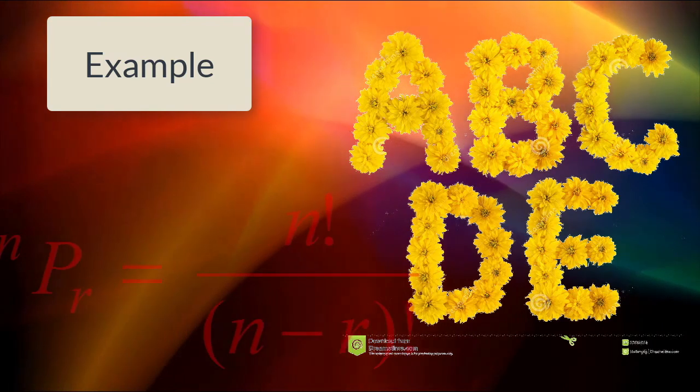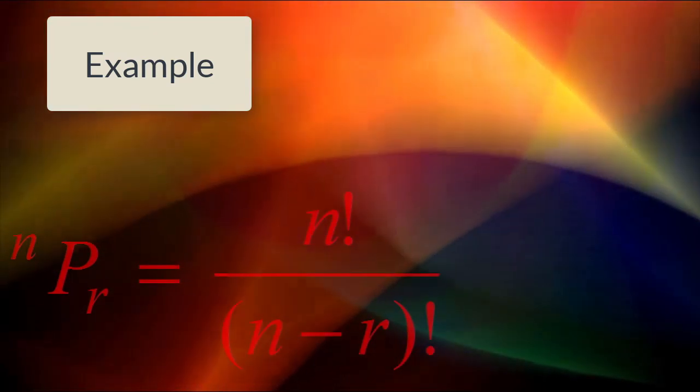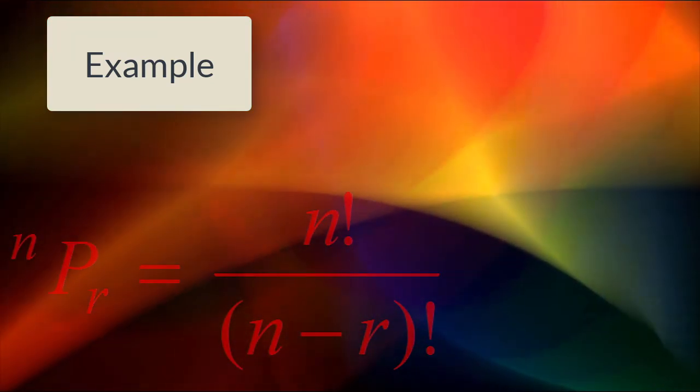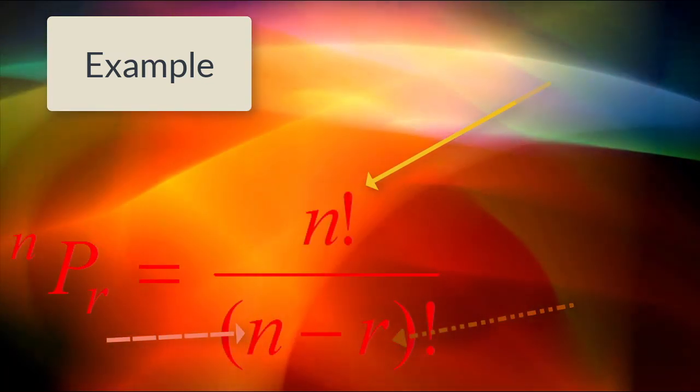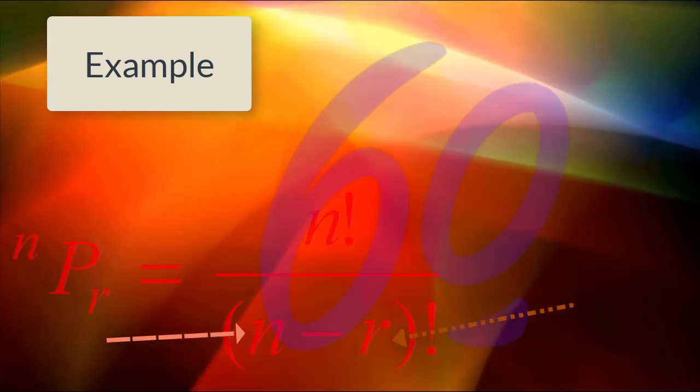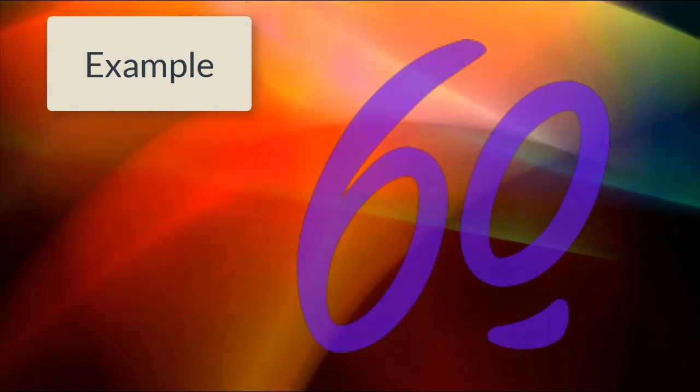The number of ways 3 alphabets can be chosen from 5 will be, according to the formula, 5 factorial over (5 minus 3) factorial. Therefore, the answer is 60 possible ways.